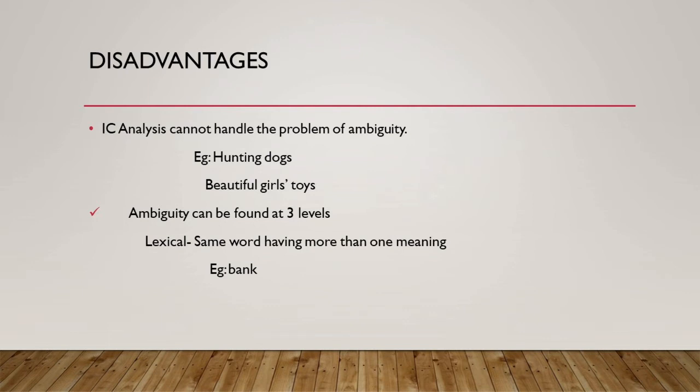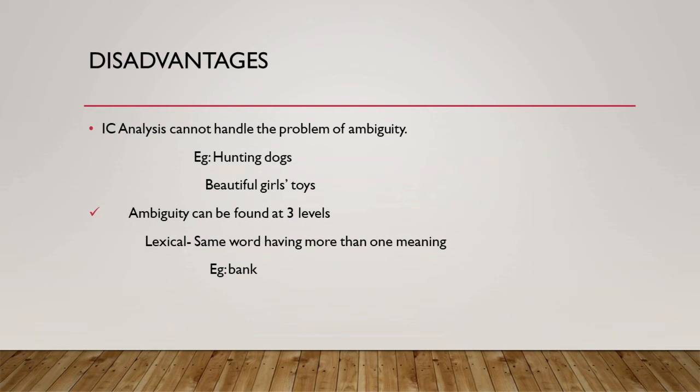But IC analysis can only show one meaning, that is, dogs that hunt. Okay, so it cannot handle the problem of ambiguity. Again, another one: beautiful girls' toys. Now, when you talk about this sentence, the ambiguity arises due to differences in bracketing. For example, if you have a cut after beautiful, it means the girls' toys are beautiful. Now, if you have a cut after girls, it means toys that belong to beautiful girls.